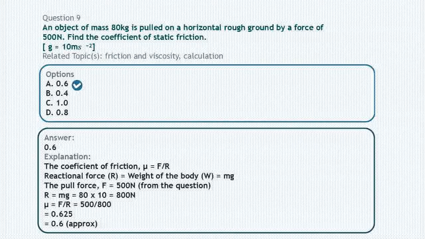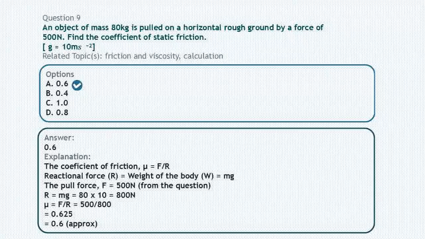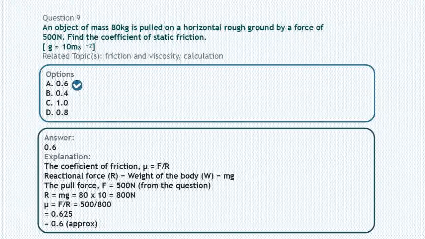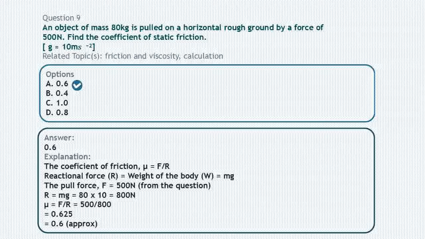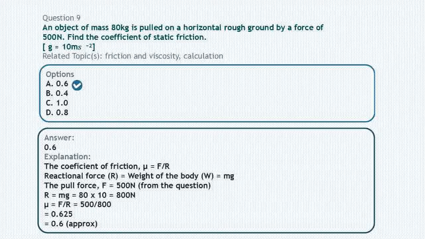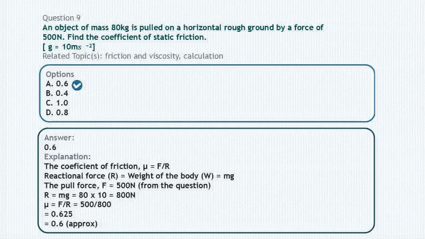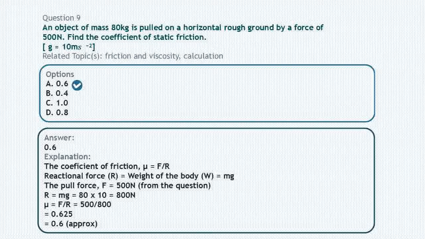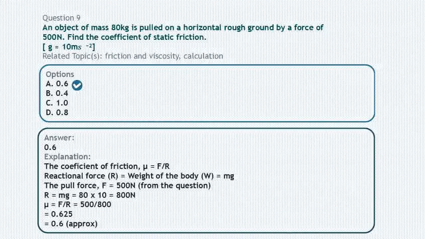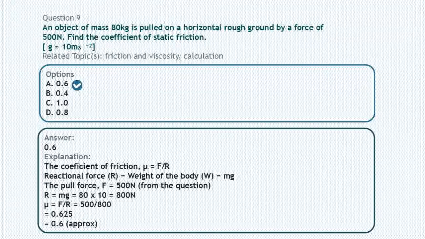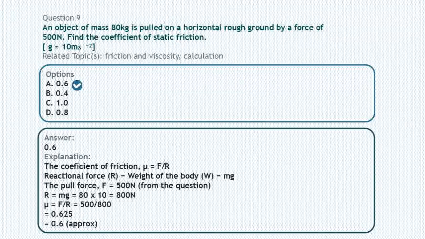While the pull force, the applied force here, is 500 Newton from the question: pulled on this by a force of 500 Newton. That's the applied force. So you can now go back to this formula and say the coefficient of friction is equal to the applied force, that's 500 Newton, divided by the reactional force, which is 800 Newton. So you have 500 divided by 800, and that is 0.625.